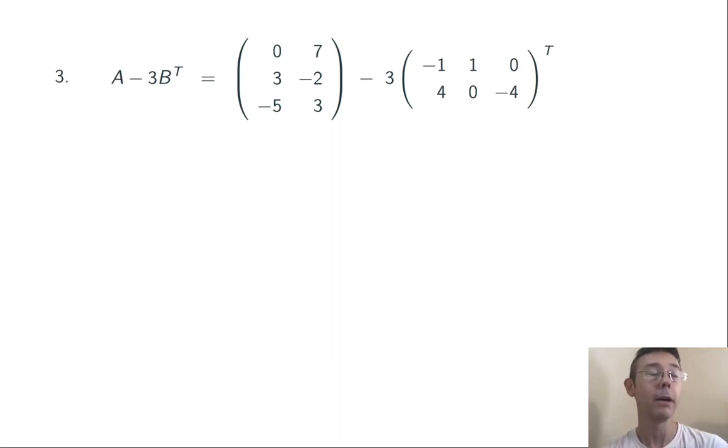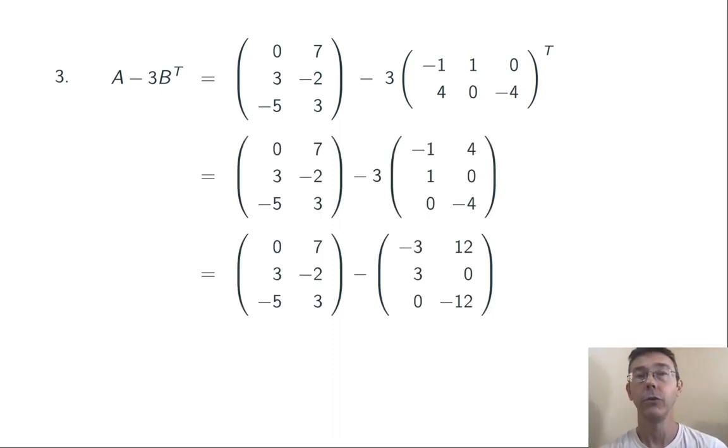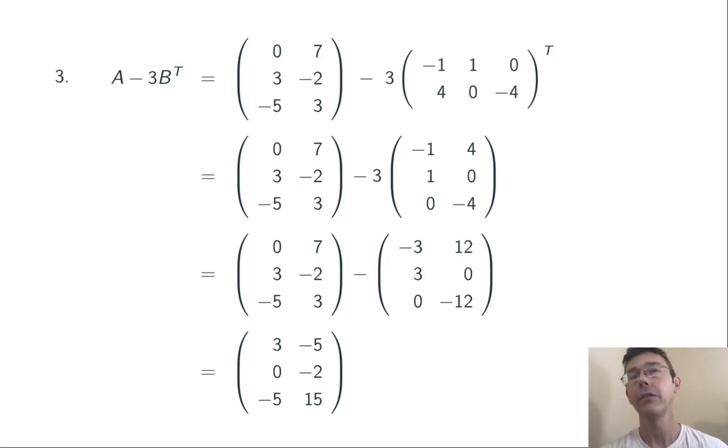Finally, let's do A minus 3 times the transpose of B. Okay, so here we need to respect order of operations. And the order of operations is fairly easy to remember here because of the exponent notation on the transpose. We're going to treat that transpose operation as if it were an exponent when we're thinking about order of operations. And then we're just going to follow PEMDAS. We'll do the transpose first, and then do the multiplication. So doing 3 times that entire second matrix, multiplying each of the elements by 3. And then I just subtract. Overall, I get 3, -5, 0, -2, -5, 15.